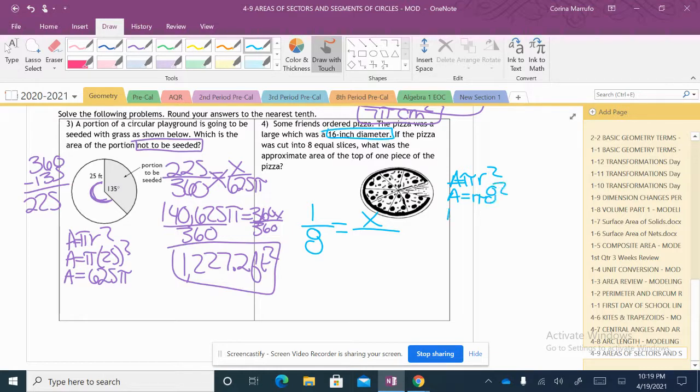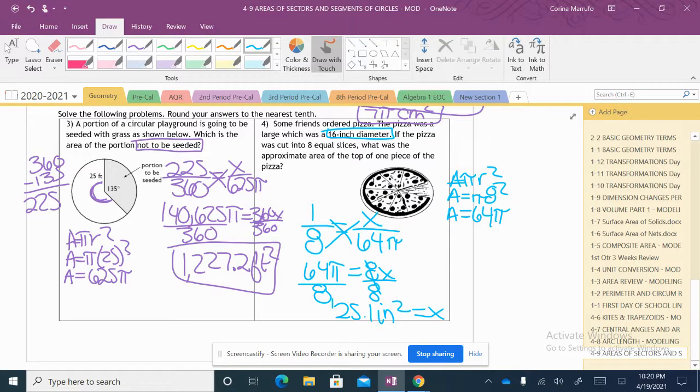So 8 squared gives us 64 pi. So that's what's going to go down here. We cross multiply and we get 64 pi equals 8x. We divide both sides by 8, and since this is a real world problem, we're going to leave it in decimal form, not in terms of pi. And so this gives me 25.1. Our units are inches squared. So the area of one slice of pizza, since I know everybody is so curious, is 25.1 inches squared.